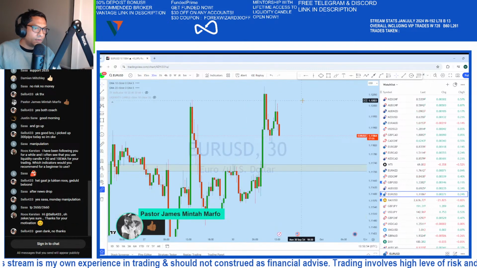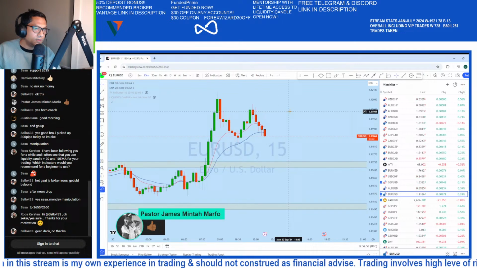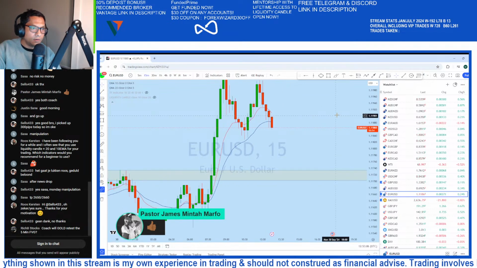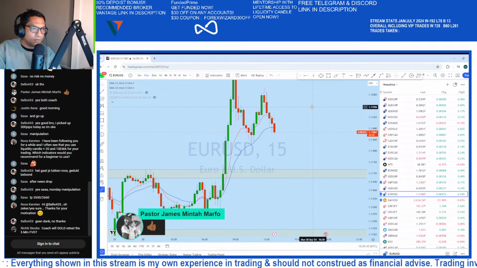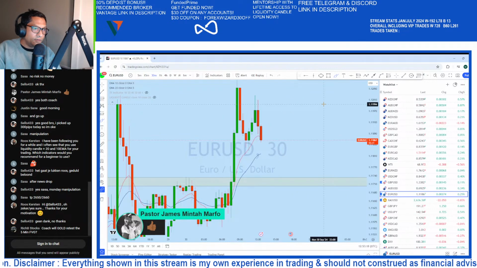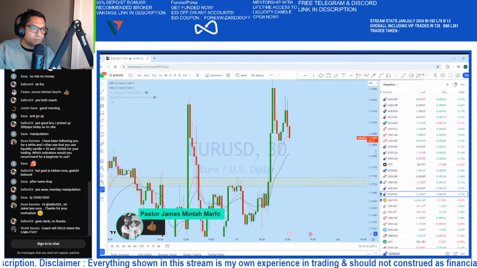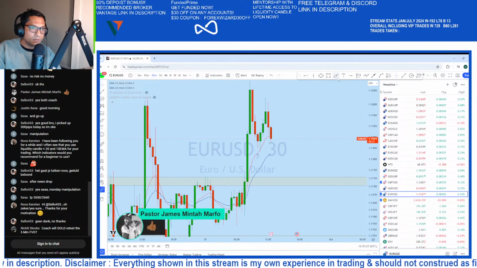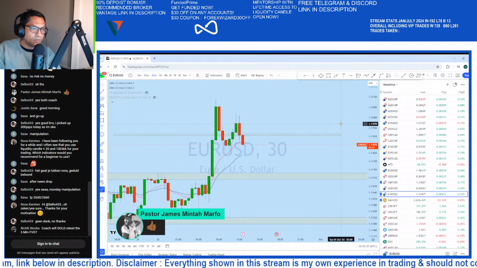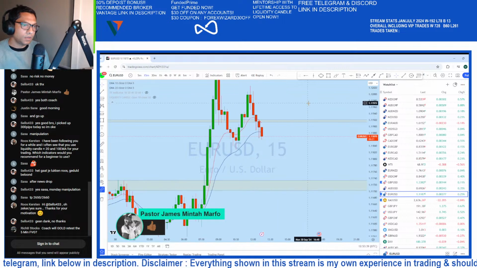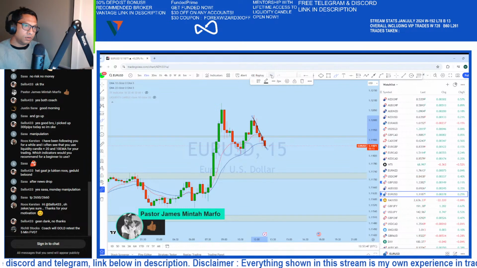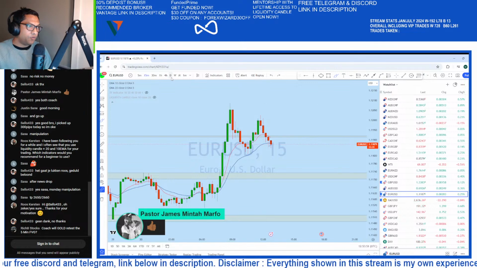So if we look at 30 minutes, 15 minutes, and so you can see this is a bearish engulfer, bearish move here. Okay, so here, strong rejection. We'll be looking to see if there is any entry for us.